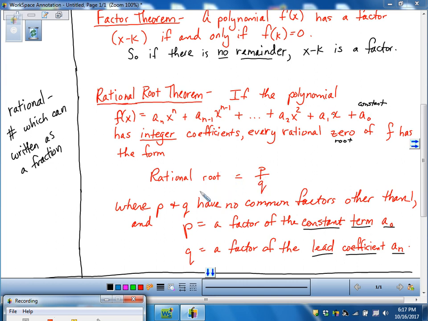And we'll come back and visit this in a few moments. So take a moment, finish copying these notes, and then we'll start with our examples.